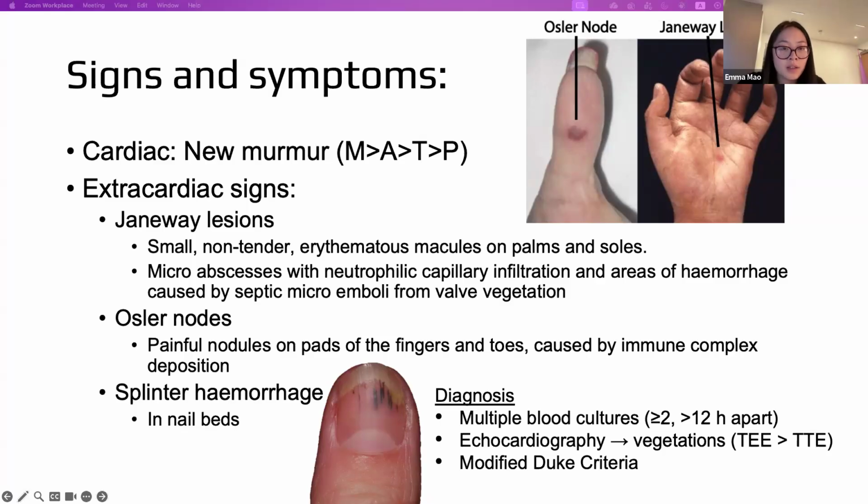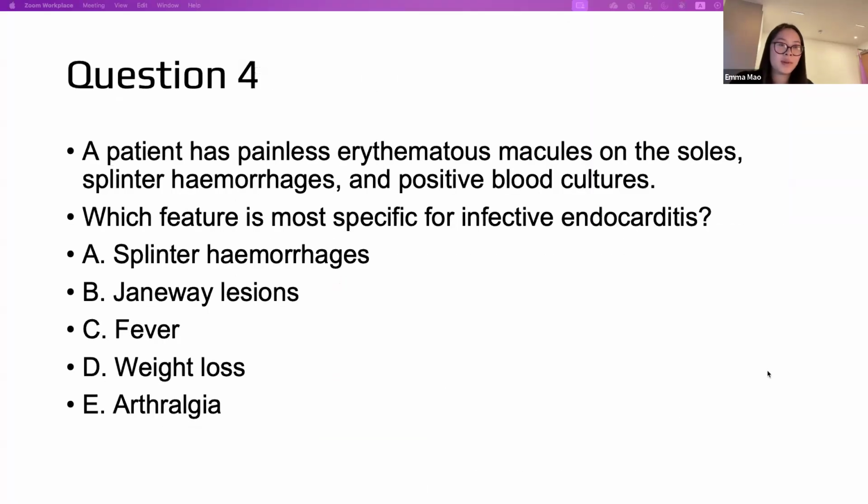Diagnosis involves multiple blood cultures, so more than two, over 12 hours apart. It's also diagnosed with echocardiography looking for vegetations on the valves. It mentions here that transesophageal is usually better than transthoracic echocardiography. And note that it's the Duke criteria for diagnosing endocarditis that might be tested.